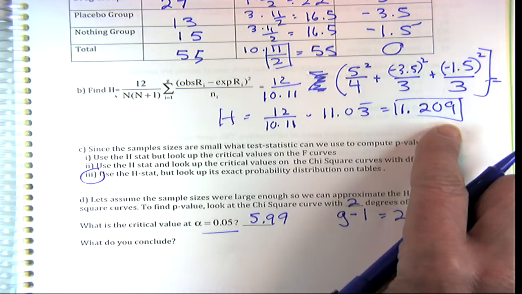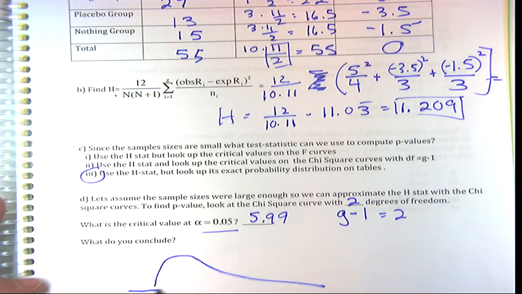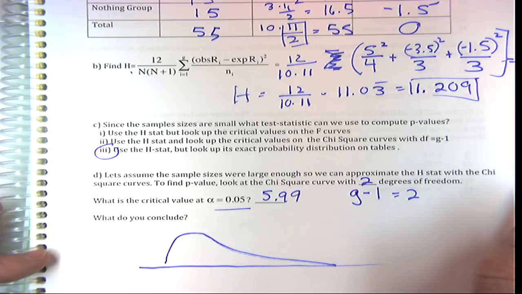Yeah, go ahead. For the H-stat small sample size table, is that based on the sample size? That's based on the sample sizes. You'd have to look at the sample size. It would be a complicated table, okay?